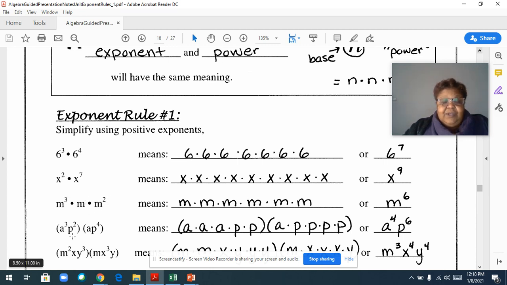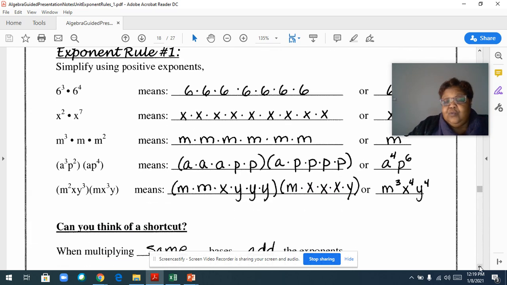Same thing here. Now, you're multiplying same bases. So I can only add the a's together, and I can only add the exponents of the p's together. I can't say 3 plus 2 is 5 over here, so it's ap to the 5th. I can't do that. Okay? So I'm going to have to add a to the 3rd and a to the 1st. A to the 3rd times a to the 1st means I add 3 plus 1. I get a to the 4th. P to the 2 plus 4, I get p to the 6. So that is our rule.